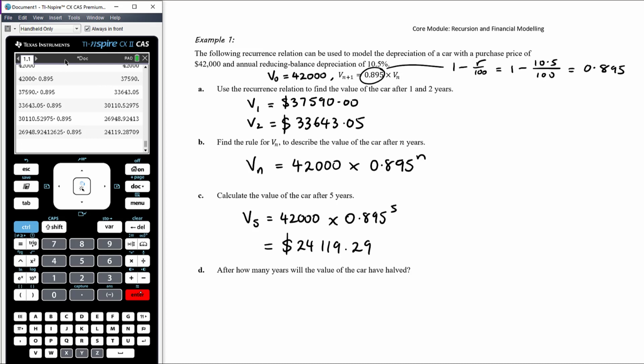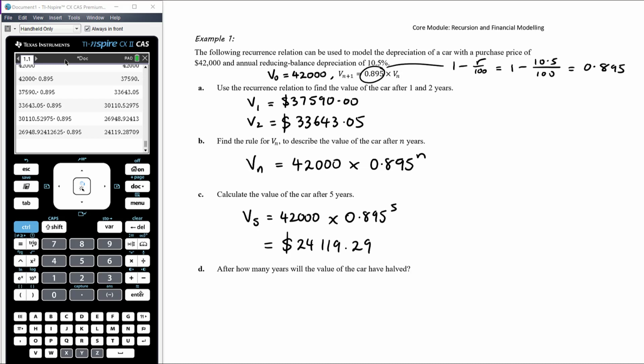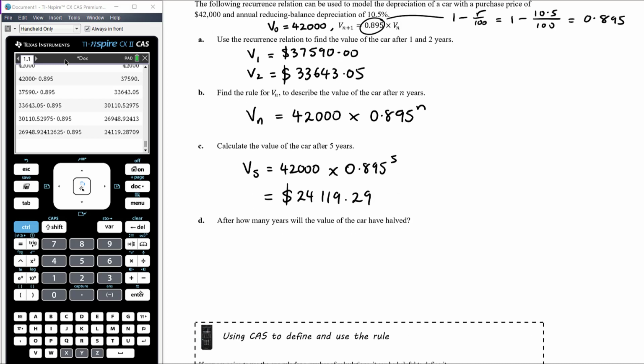It also means it's going to be easier to work out the value after 100 years. We don't have to hit enter on our CAS 100 times, which we would with the recurrence relation. We can just substitute n equals 100 into the formula. Okay, the car would obviously be dead after 100 years anyway, but just the point that we can get further on in the sequence more quickly with the rule.